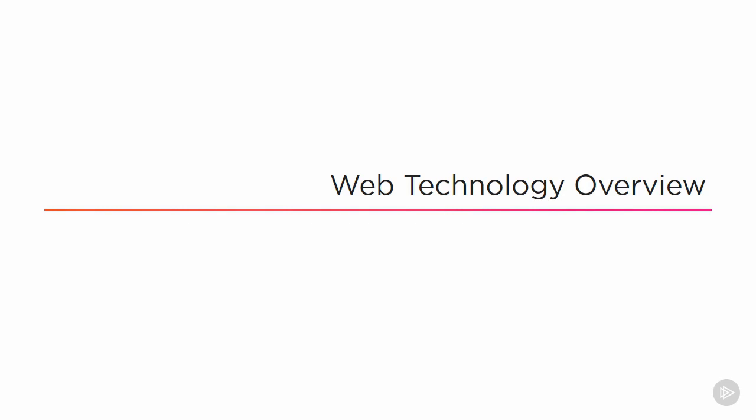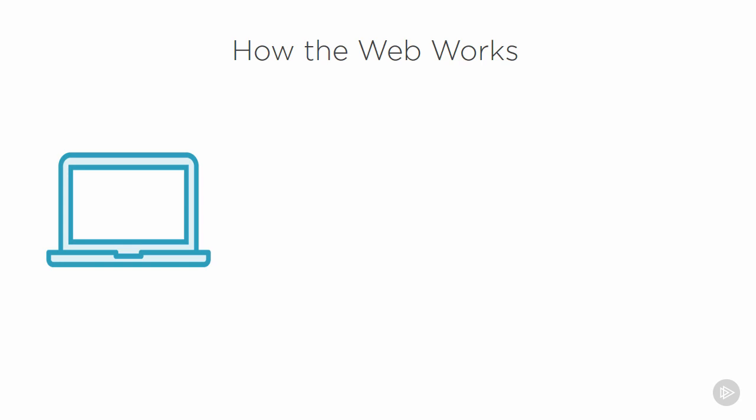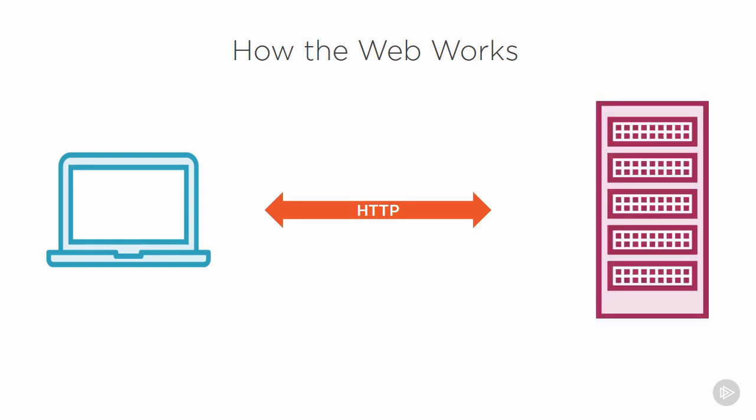We need to have a web technology overview because it's crucial to see how the web works and thus how technologies are implemented to support how the web works. For example, a client needs to access resources over HTTP, which it typically does by accessing a web server. This is known as the HTTP request and response.